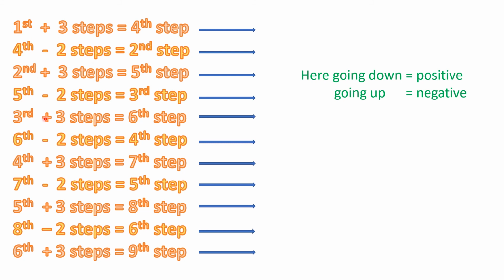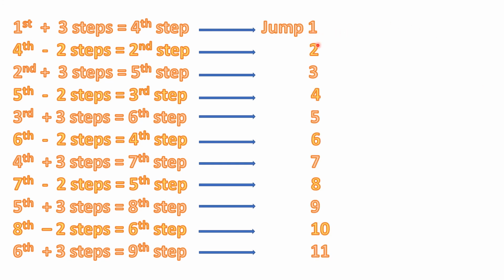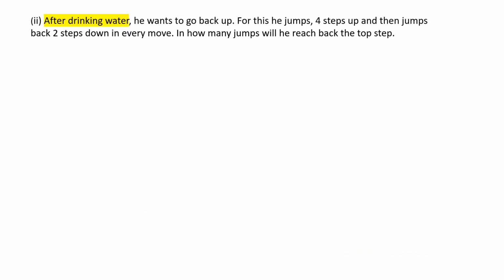So now keeping all these procedure in mind, we can see that he jumped how many times? He jumped 1, 2, 3, etc. 11 times. Total of 11 jumps in order to reach the 9th step, right? So as you can see, 11 jumps. So what can we say? Total number of jumps is 11, right? Let's see the second part.